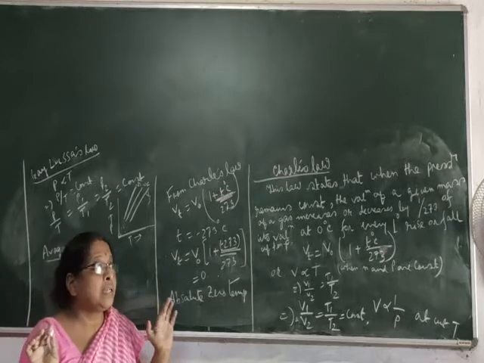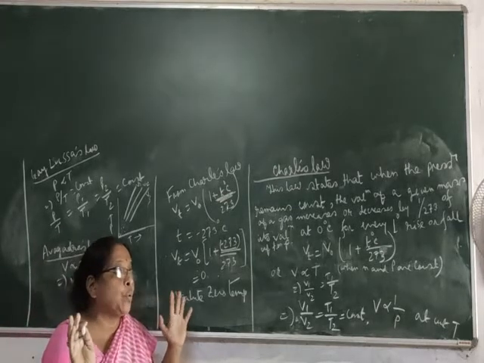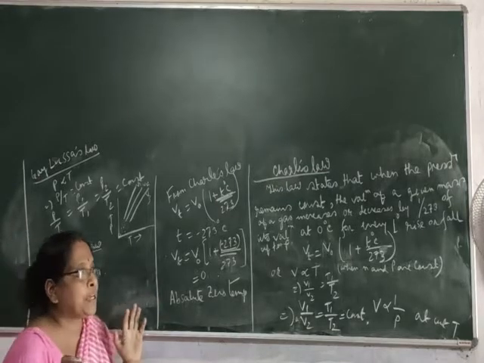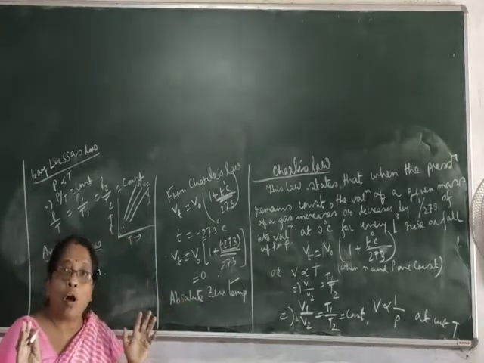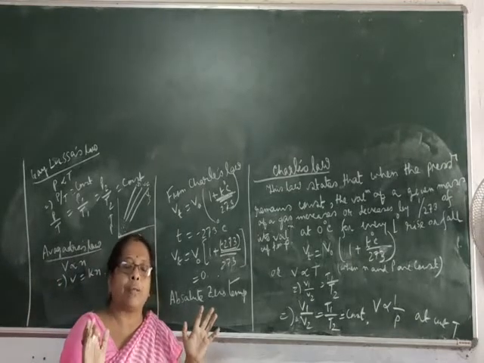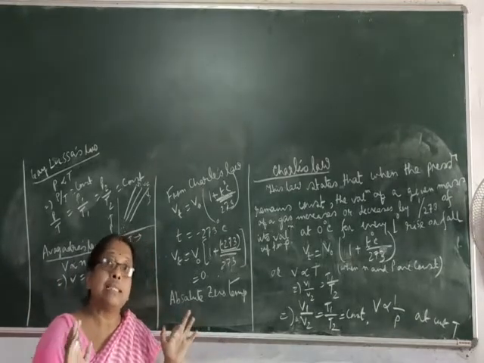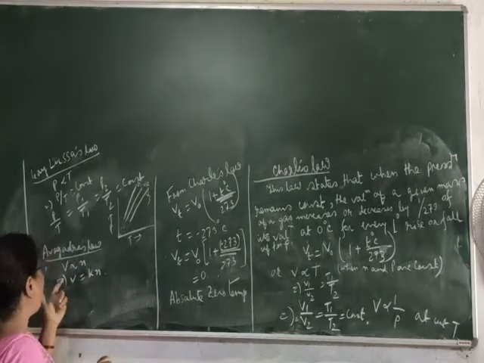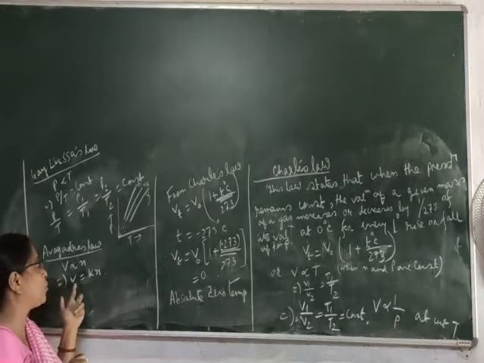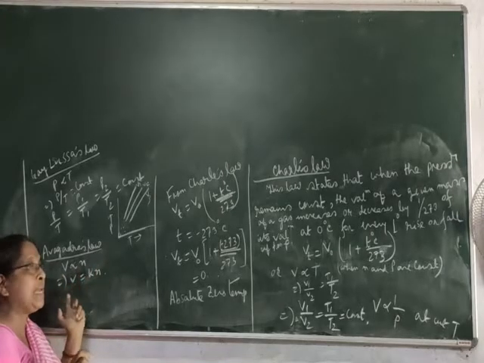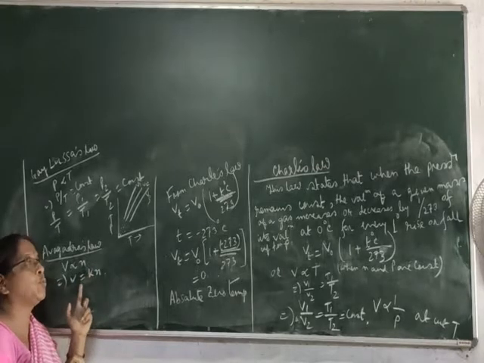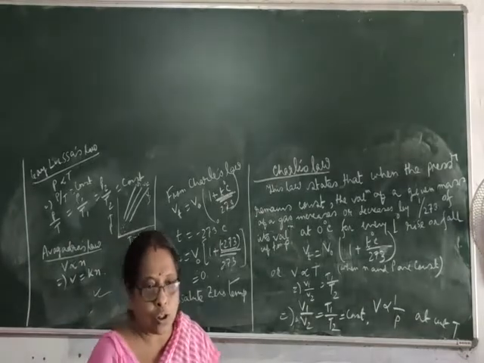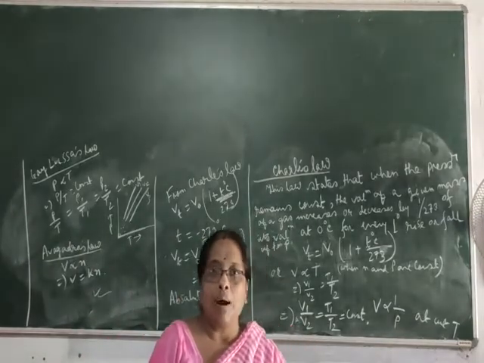Next is our Avogadro's law. All of us know that at constant temperature and pressure, equal volumes of all gases under the same conditions of temperature and pressure contain the same number of molecules, that is n, small n. So V is directly proportional to n. Similarly, V is equal to some constant into n. So these are our Boyle's law, Charles' law, Gay-Lussac's law, and Avogadro's law.